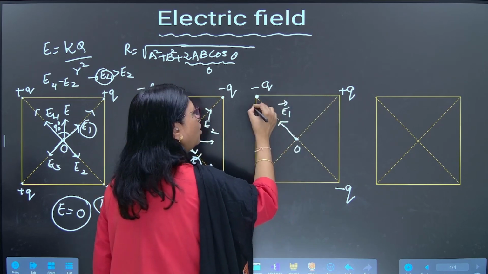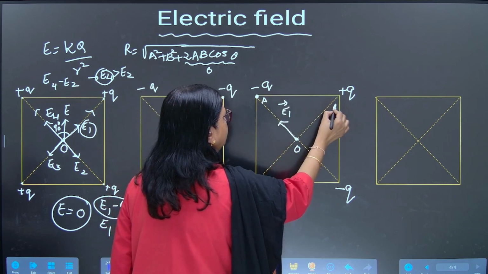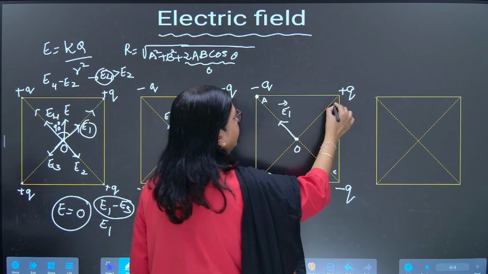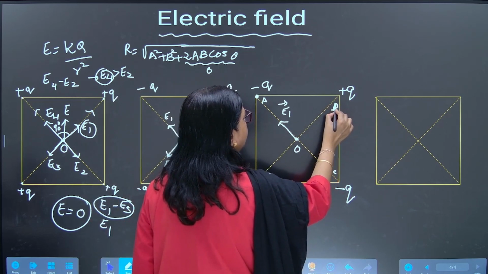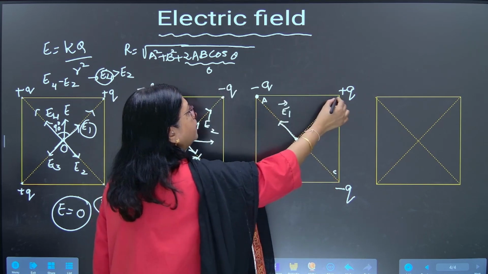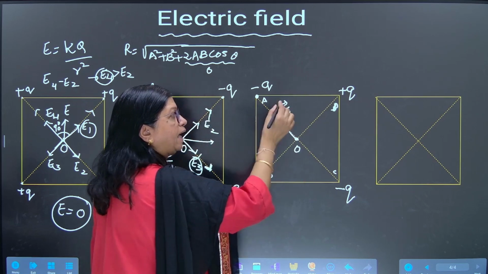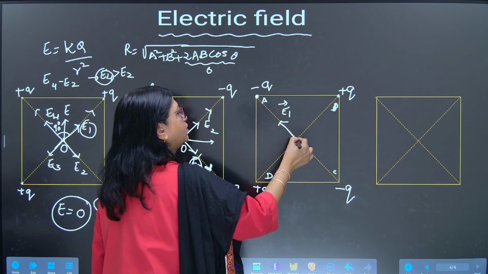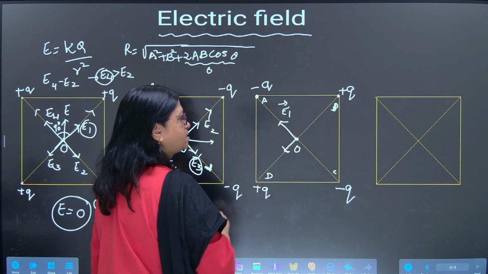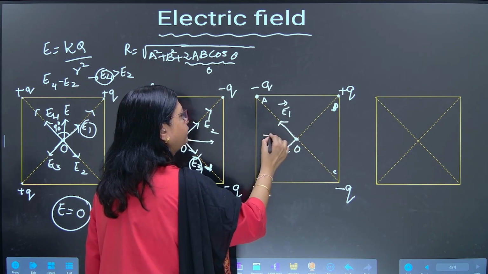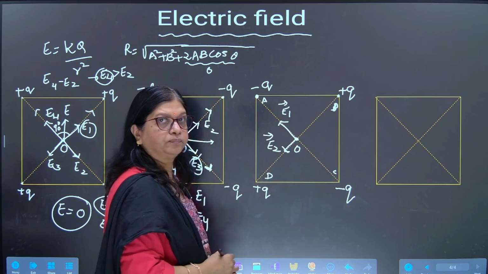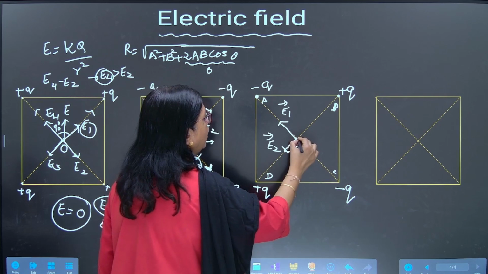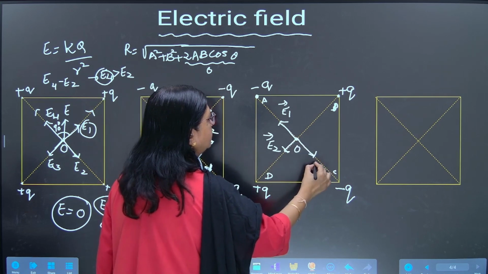Fine. Okay. Now let me go here. I can name it as A, B, C, D to make it convenient instead of remembering here and there. Okay. So from A I have gone to B now. Fine. Now B is a positive charge. At B I have a positive charge. So what should I do? Go outwards. Let me name it as E2. Let me go to C now. Okay. It is negative. So what should I do? From the point towards the charge. Name it as E3.